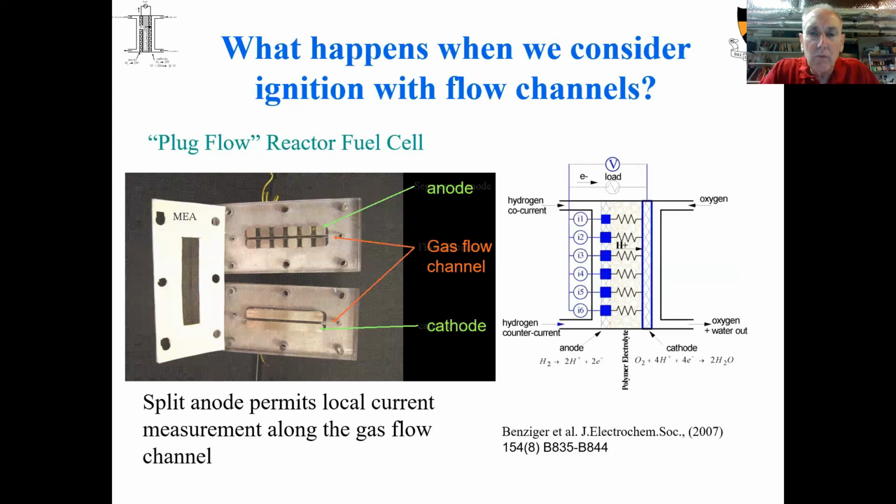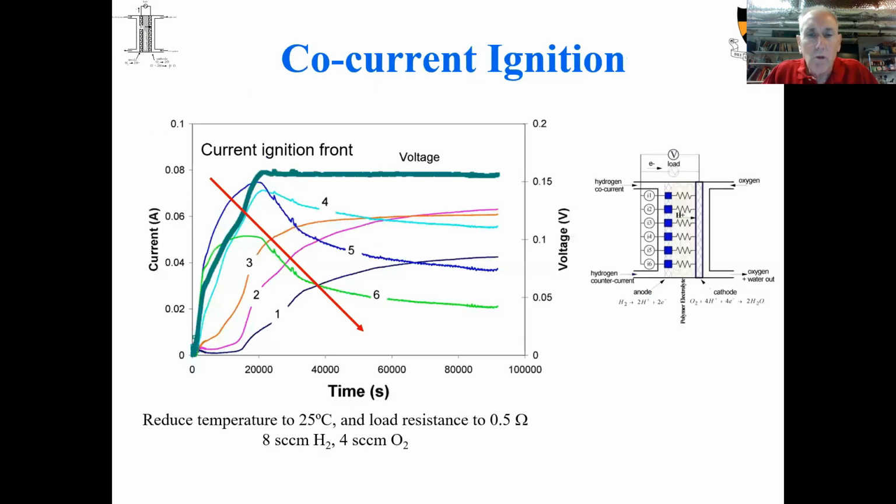Have the material running co-current, the oxygen coming in on the cathode side, hydrogen coming in on the anode side, and we measure the currents in each of these different segments. What we find is that the current increases rapidly initially near the outlet at position 6, and then we see a continual ignition as we move toward the front, or to position 1 of the fuel cell. So you get ignition fronts moving from the outlet toward the inlet.